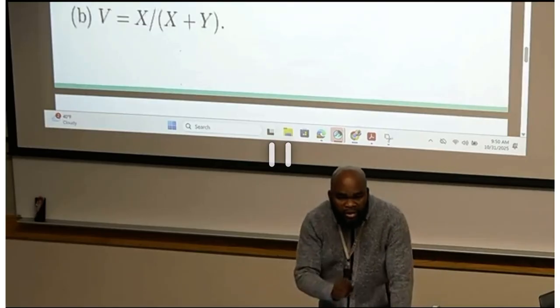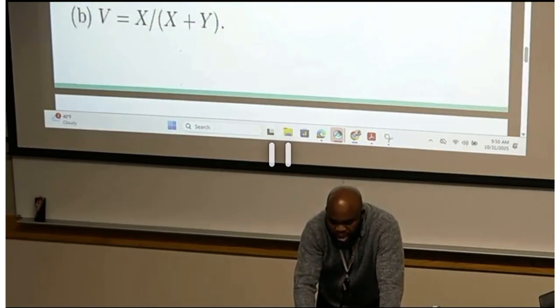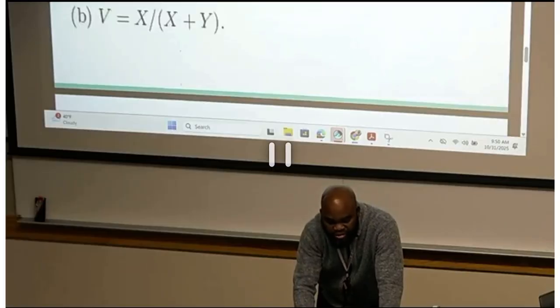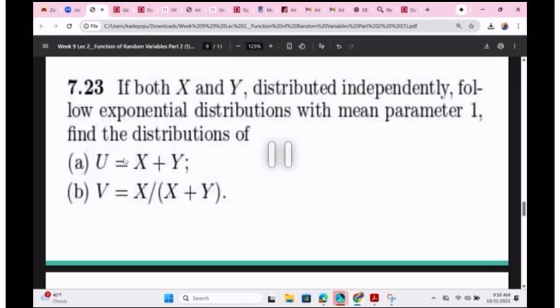Now, let me ask you this question before we go. I want you to try 7.23 for question A. They've given you the distribution, right? They want you to find the distribution of x plus y. You need an artificial variable. Can somebody tell me what artificial variable you are going to create here? U equal to x plus y. You want to figure out the distribution of u.